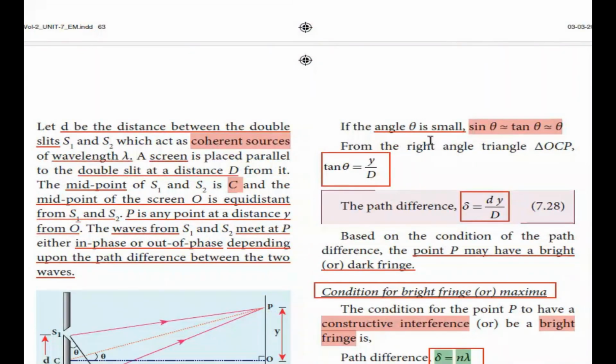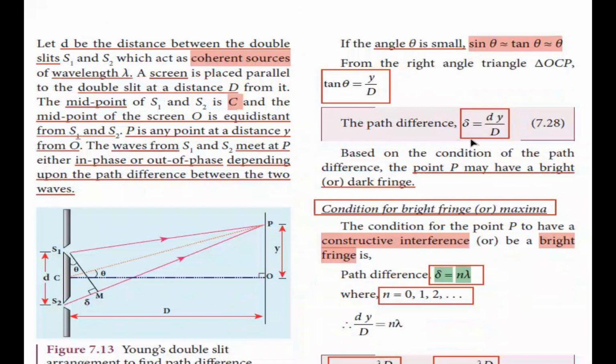Now if the angle theta is small, sin theta can be written as tan theta, and that will be equal to theta. From the right angle triangle OCP, tan theta is given by y by D. The path difference is given by the expression delta equal to dy by D. Here small d is the distance between the two slits S1 and S2, and capital D is the distance of the screen from these two slits.